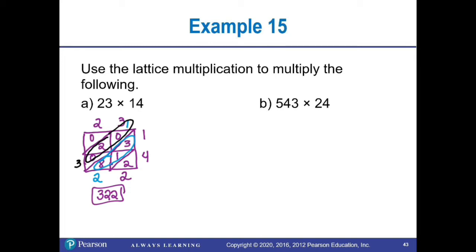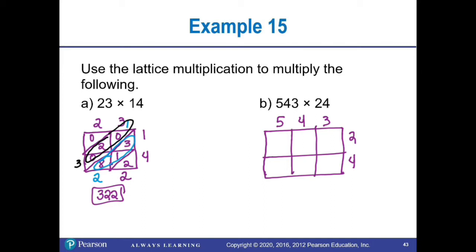Let's look at another example. 543 goes across the top, and the 24 goes down the right side. Notice I have a column under the hundreds place, the 5, a column under the tens place, the 4, and a column for the ones place. I have a row with the 2 and a row with the 4. We draw a diagonal from the top right to the bottom left of every box.